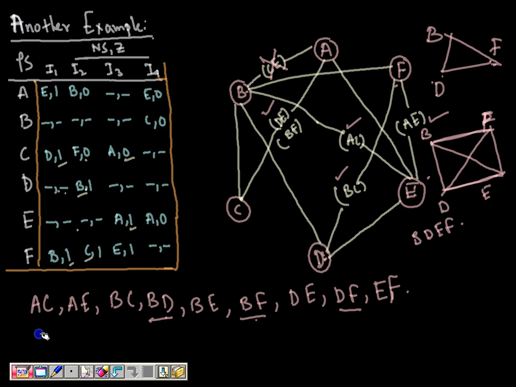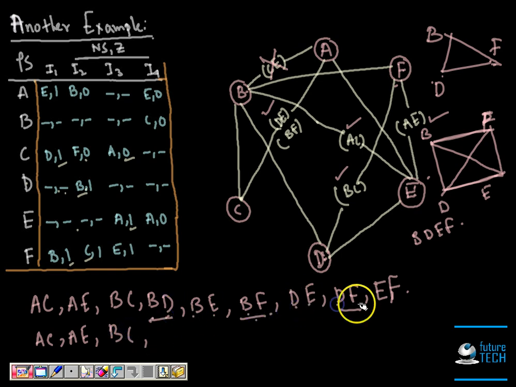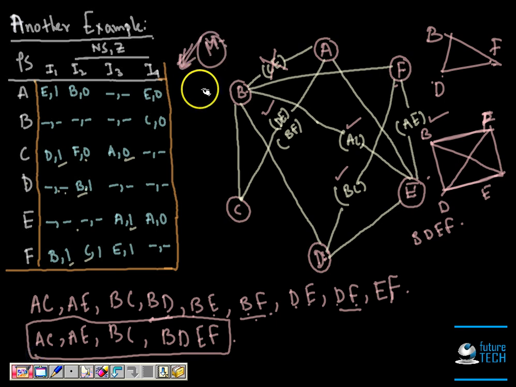So we can reduce it further. AC is compatible, AE is compatible, BC is compatible, and BD, BE, BF, DE, DF, EF, all of this could be written as BDEF as a single set. So this is the compatibility status of this machine M.